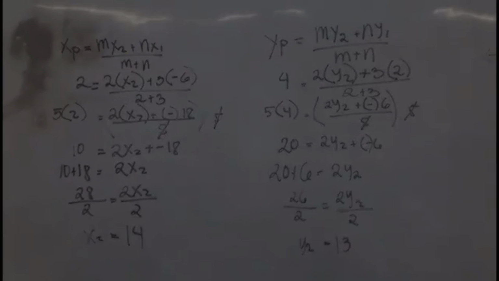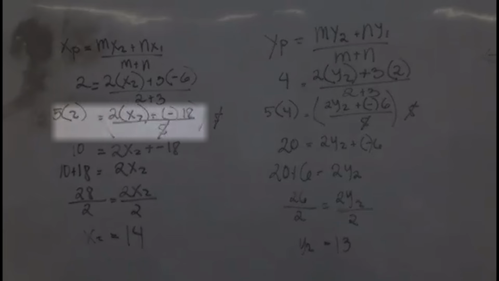X sub b equals (m x sub 2 plus n x sub 1) over (m plus n) equals 2, because 2 will be our coordinate of x, that is our x sub b, equals (2 times x sub 2 plus 3 times negative 6) over (2 plus 3), so 5 times 2 equals 2x sub 2 plus negative 18.